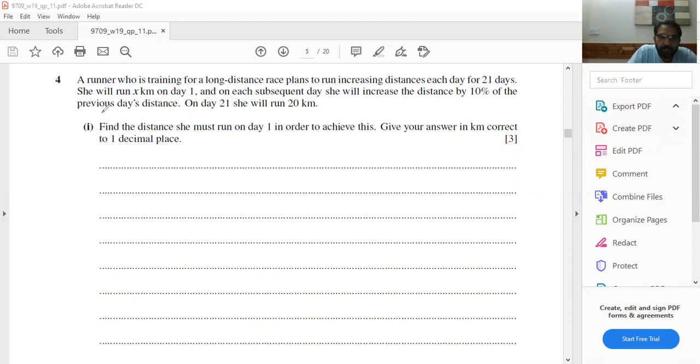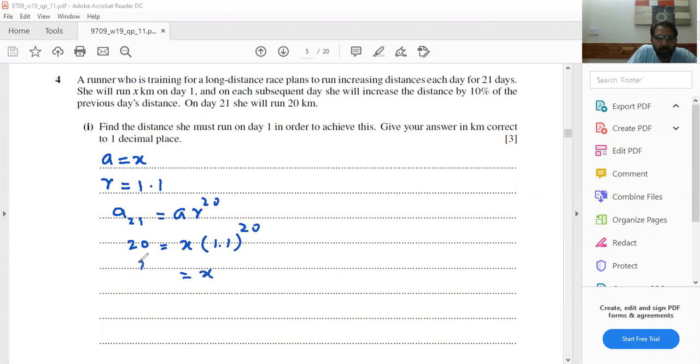So on the first day, she is running x kilometers. So your first term is x. Your r, since it is geometric and 10% increasing, is 1.1. On the 21st day, A21, we can write it as ar power 20. A21 is 20 kilometers and a is x and our r is 1.1 power 20. So x is going to be 20 over 1.1 power 20, and x, if you simplify with the calculator, gives you 3. Now let's go for the second part of this.